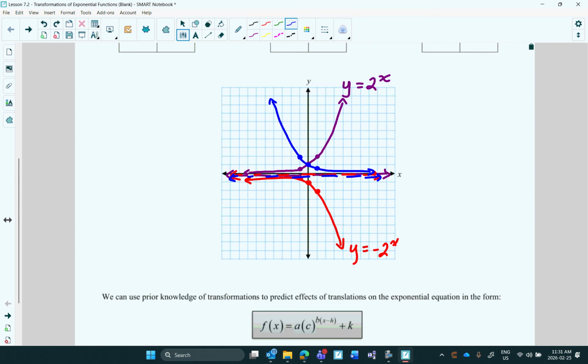And that's going to happen if we do flips or stretches. The asymptote won't change. If we shift vertically, the asymptote will change. Okay, and we'll see that momentarily.